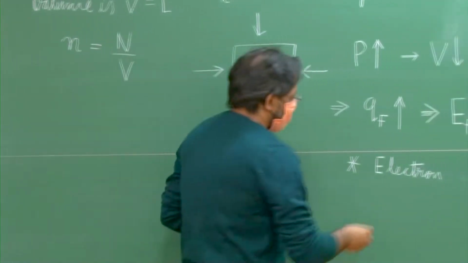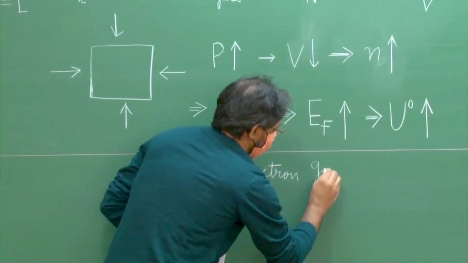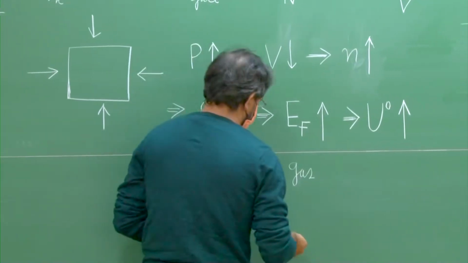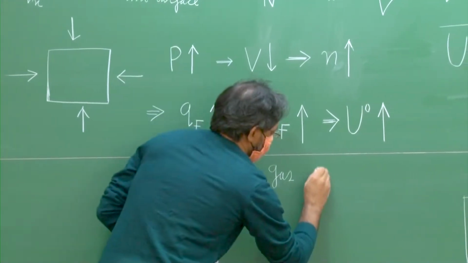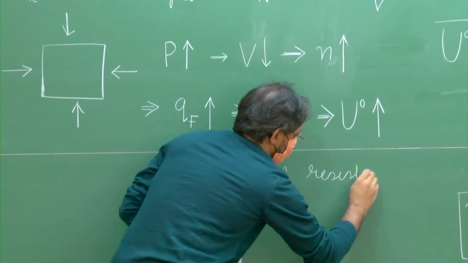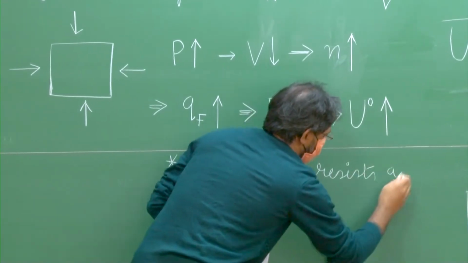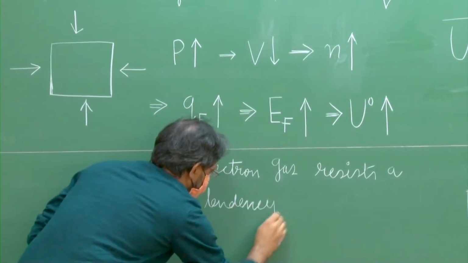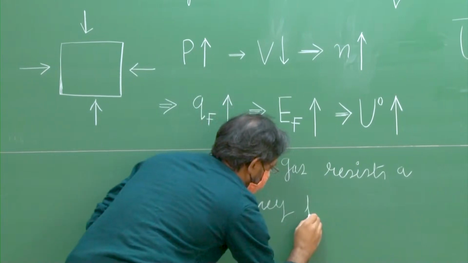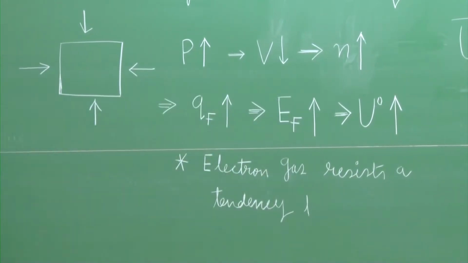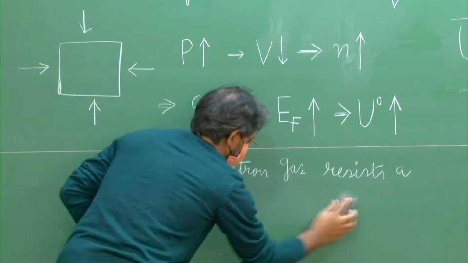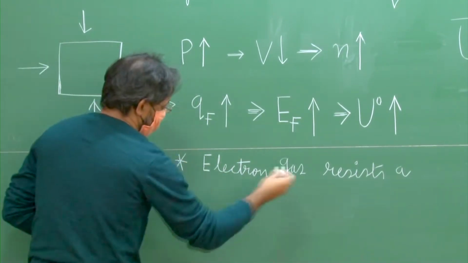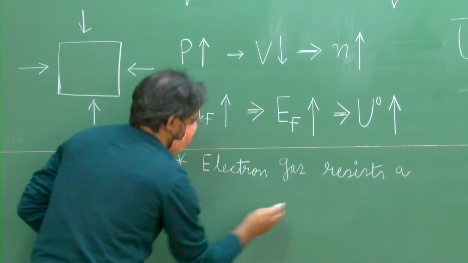Okay. So the electron gas in a metal, or free electron gas, the Sommerfeld model, has the tendency to resist compression.